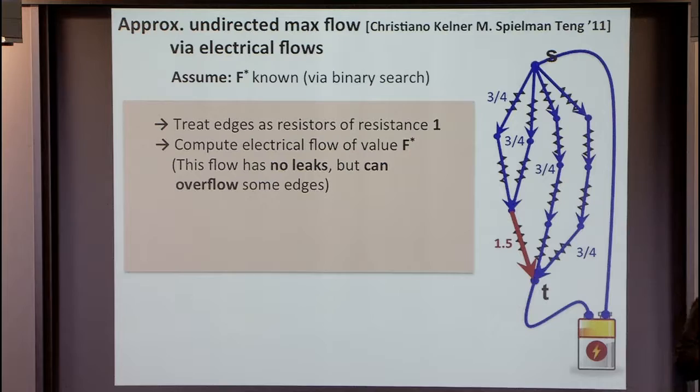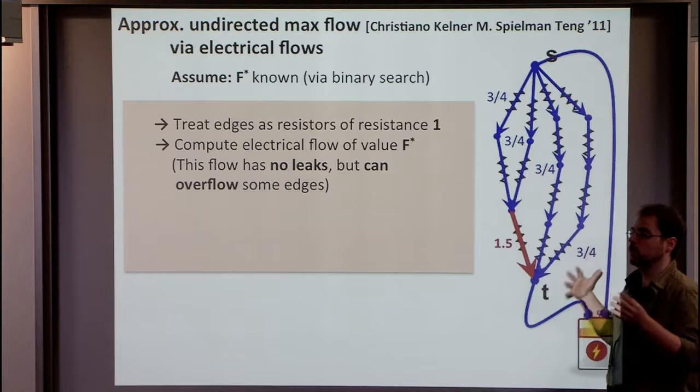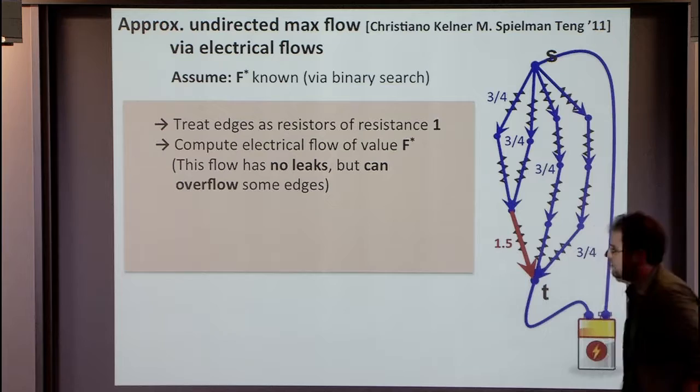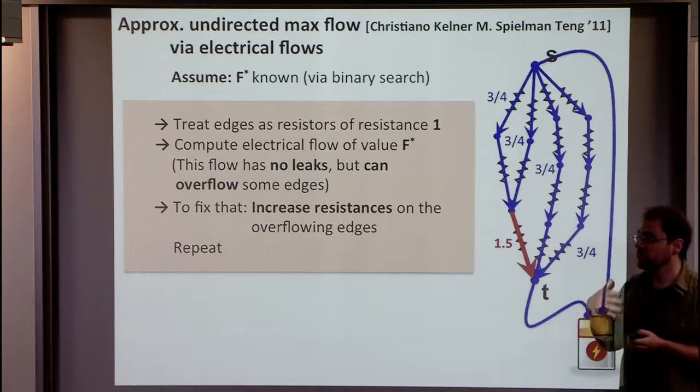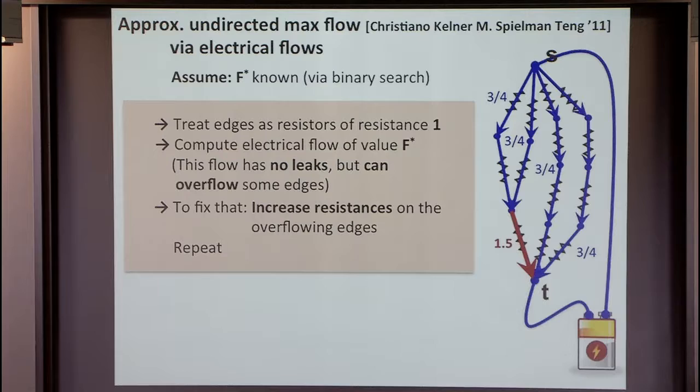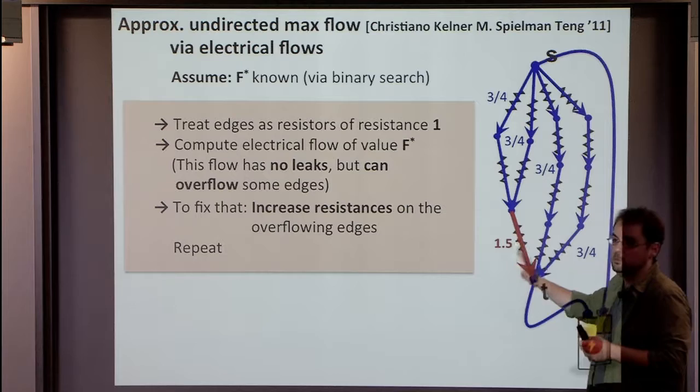And just using this discrepancy, you can fool the electrical flow to overflow more and more, where max flow wouldn't. So that's not good. But the question is, maybe you can do something to fix that. And again, the most simplistic way to do this is, how about just increasing resistances on these overflowing edges? Increasing the resistances makes it less desirable for the electrical flow to route too much flow in, because clearly whatever flow it will be, now it will be more expensive energy-wise to route over this edge.